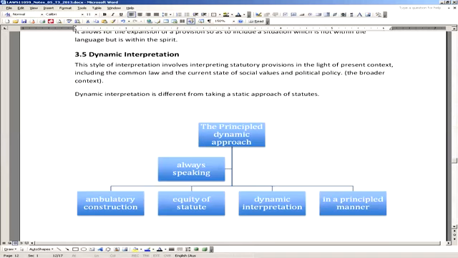So you've got these two extraordinary ends of the spectrum, and this dynamic interpretation approach is taking into account that. It's saying that the law is evolving, that there's an ever changing ebb and flow of different things that might impact upon interpretation.